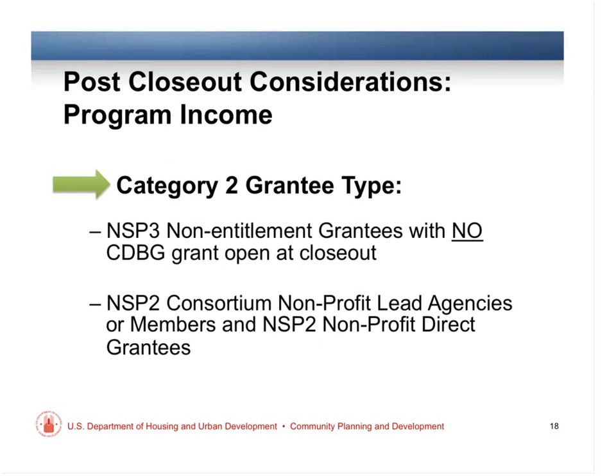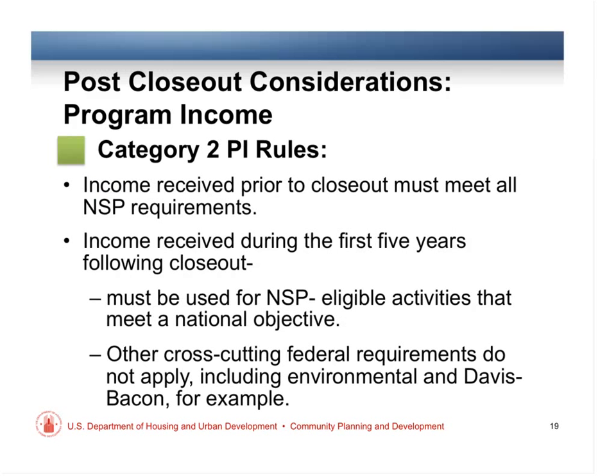So the next category for post-closeout program income considerations is Category 2, and it includes NSP3 non-entitlement grantees with no open CDBG grant at closeout, as well as NSP2 consortium nonprofit lead agencies or members and NSP2 nonprofit direct grantees. So the rules for these entities are a little bit different. For any income received prior to closeout, it must meet all of the general NSP requirements. However, following closeout, it's a little bit different. For the first 5 years after closeout, you'll have to use the funds for NSP eligible activities that meet a national objective. However, other cross-cutting requirements such as Davis-Bacon and environmental do not apply. And that's during the first 5 years after closeout.